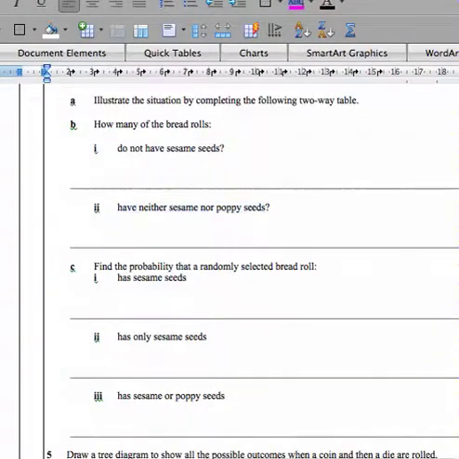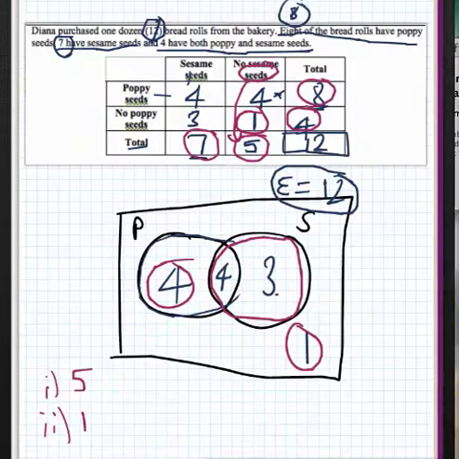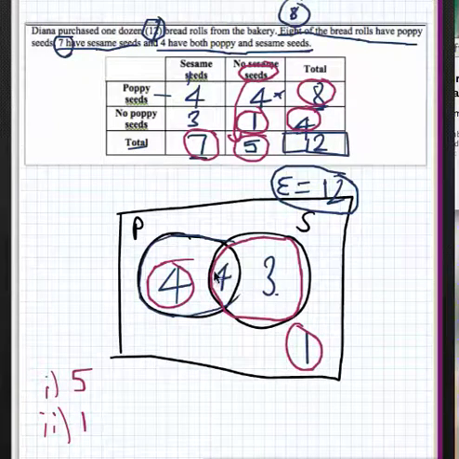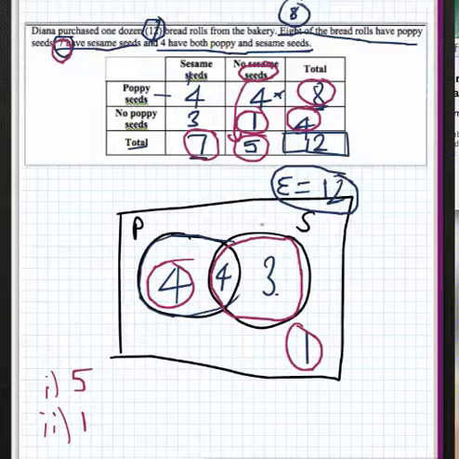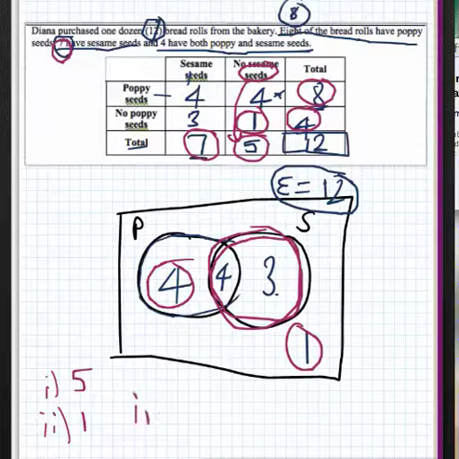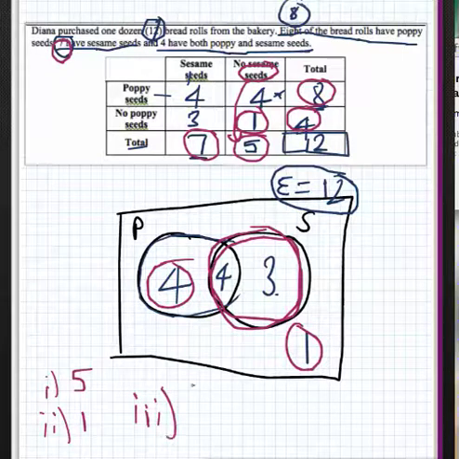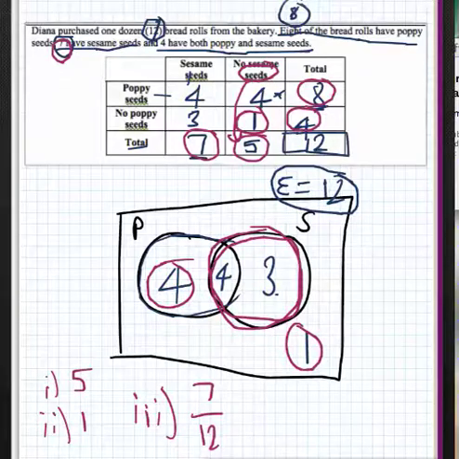Now, this one down here says, find the probability that a randomly selected bread roll has sesame seeds. It doesn't say has sesame seeds without poppy seeds. It just says has sesame seeds. The question actually tells us 7 have sesame seeds. Our two-way table will go down there, 7. Our Venn diagram in our sesame seed circle, 4 plus 3 is 7. Because it's asking us for a probability, we have 7 out of 12 bread rolls. Just check if that can be simplified, and simplify if you can.